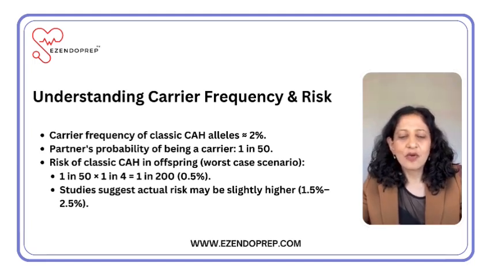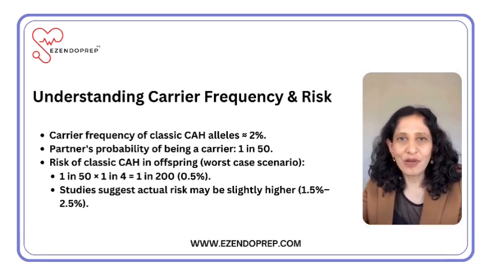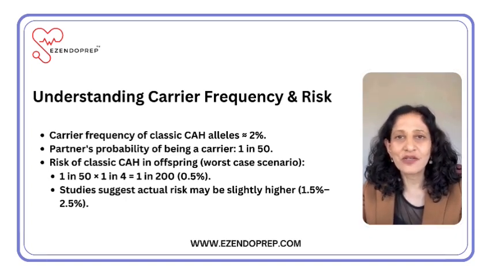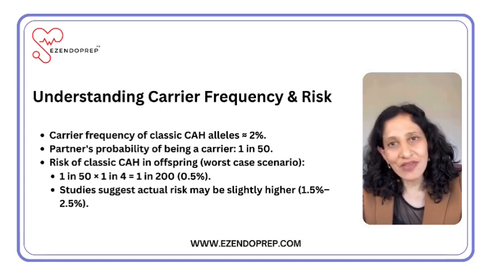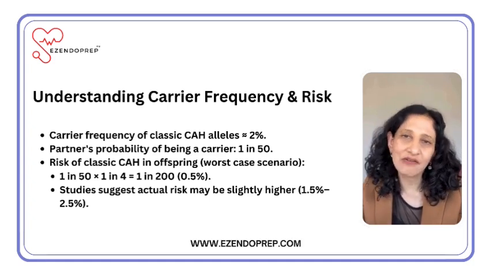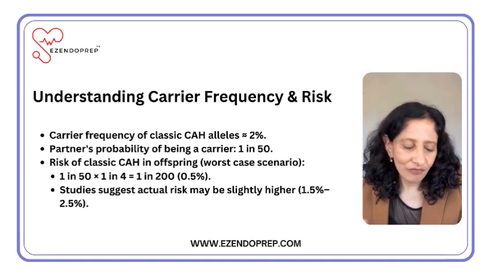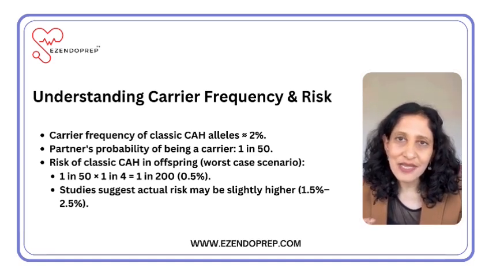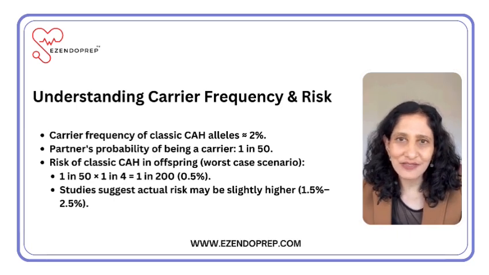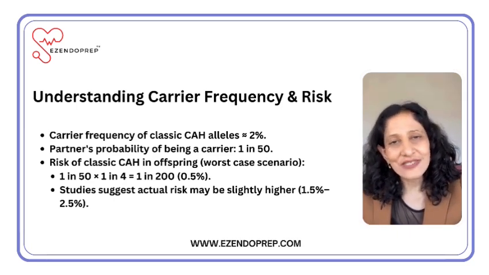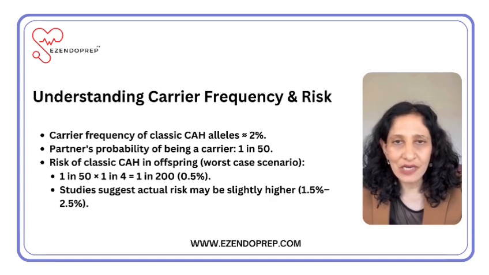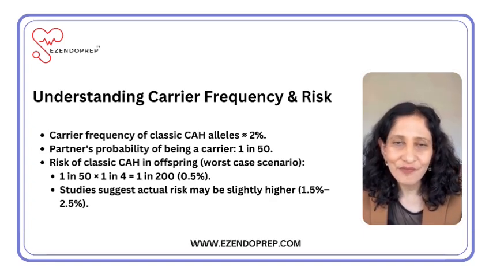And they ask, what are the risks of having an affected child? Now, we start off with this premise. Even without knowing the patient's genotype, we know that her child is at a higher than average risk for having an affected allele just based on family history alone. And we have to remember this. The carrier frequency of classic CAH alleles is approximately 2%. So the chance that the patient's partner is a carrier is 1 in 50, about 2%.